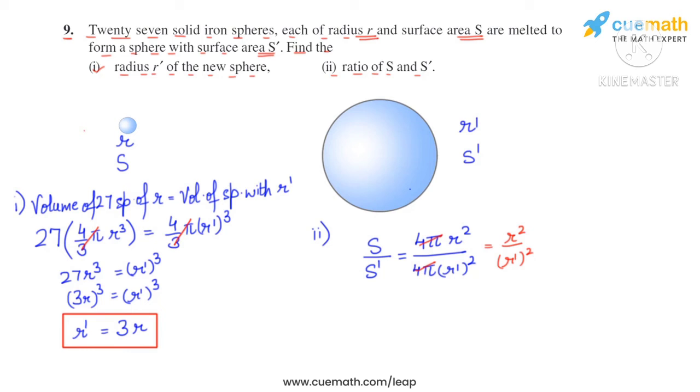Now we will substitute the values, which comes out to be r square by r dash is 3r. It means 3r whole square. We'll get r square by 9r square. R square and r square gets cancelled. So we get 1 by 9, or we can write it as 1:9. So this is the ratio of the surface areas S to S dash.